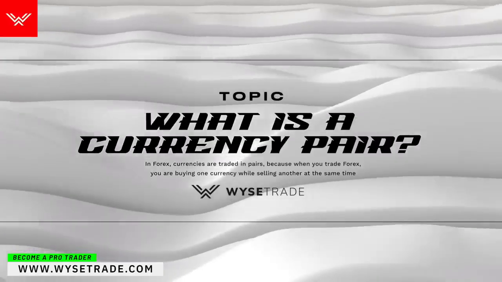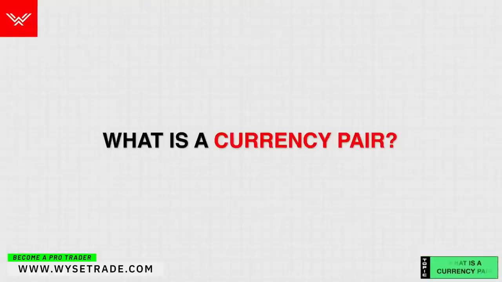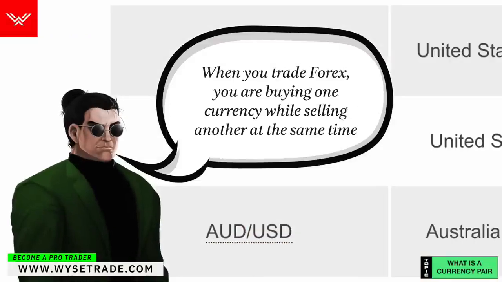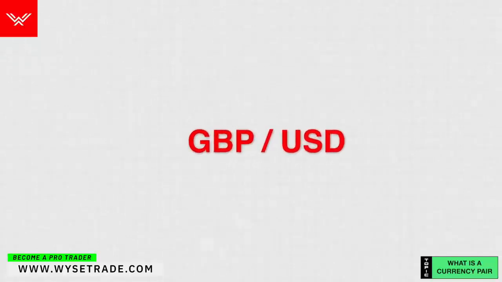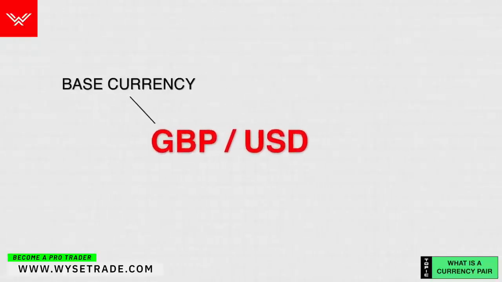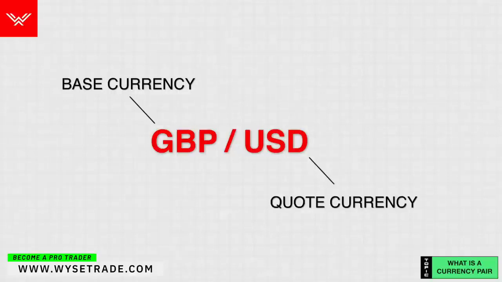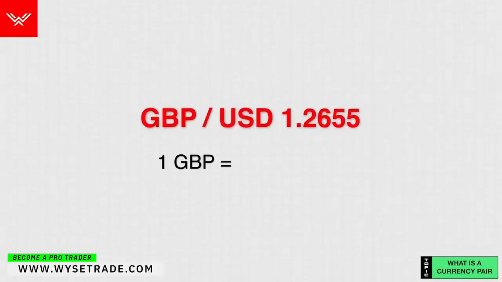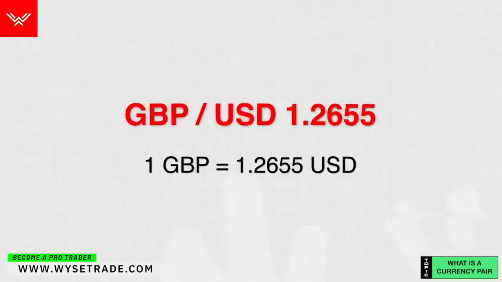What is a currency pair? In Forex, currencies are traded in pairs, because when you trade Forex, you are buying one currency while selling another at the same time. Let's look at the pound-dollar currency pair, for example. The first currency in a pair is the base currency, and the second currency is the quote currency. Let's say you get a quote of pound-dollar as 1.2655. This means for every 1 pound, you get 1.2655 US dollars. There is always an invisible 1 beside the base currency on the left.